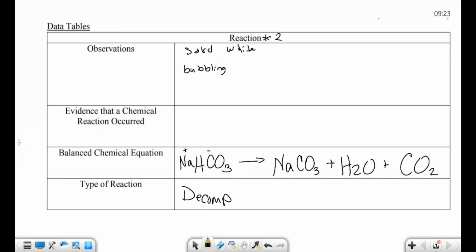Say again. Copper and silver nitrate. That's too hot to handle. Ow! I'm not gonna do it.